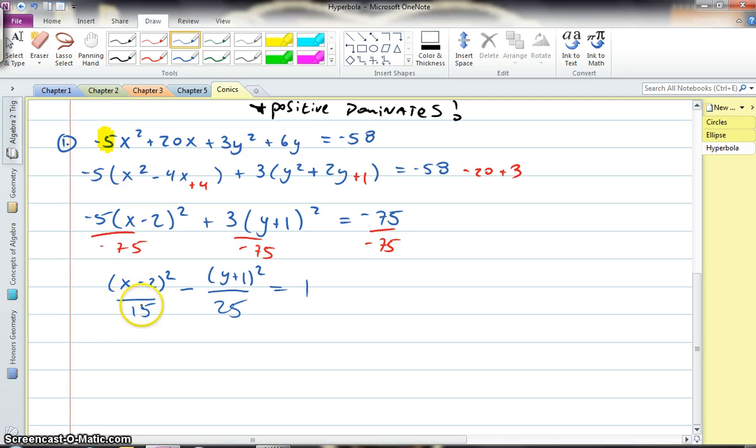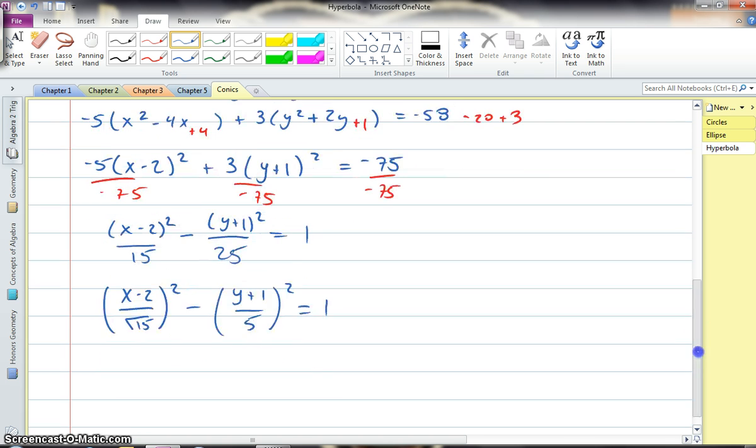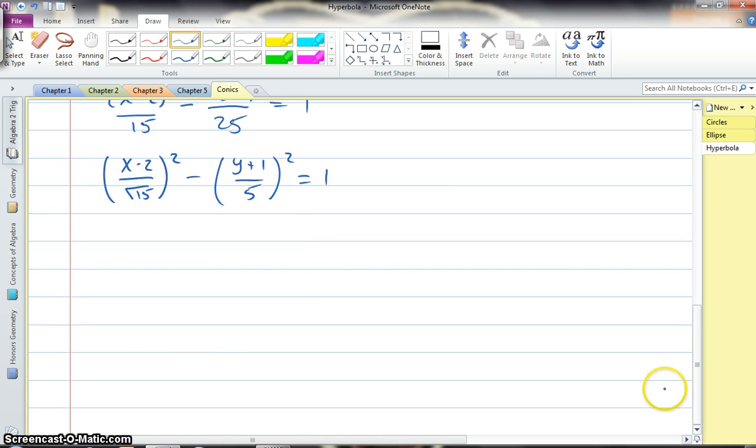So how do we write 15 as a square? Well, that one's not pretty. It's not a perfect square, so we write root 15. Think about it: if you square root 15, you'd be left with 15. Over here, we've got a nice pretty number in 25, so it's over 5 squared. Now that's the information I need to graph. That's my graphing form.